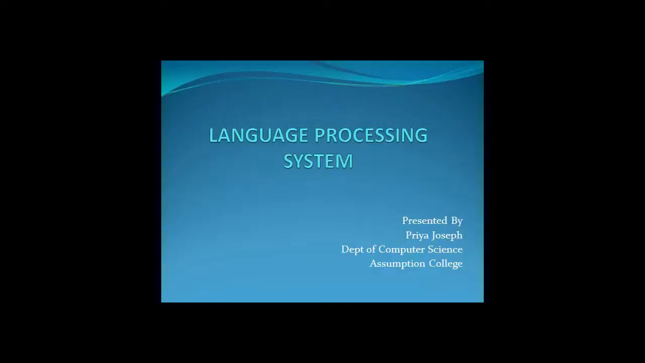Language processing system. The users of a computer generally write programs in high-level language. A high-level language is a human understandable language which is easier for humans to understand and remember. This is an example of a high-level language. This program is written in C language.